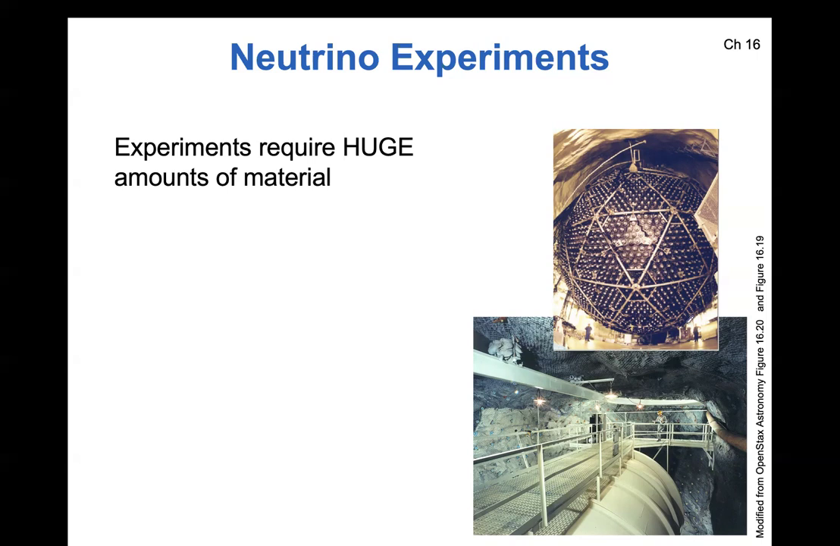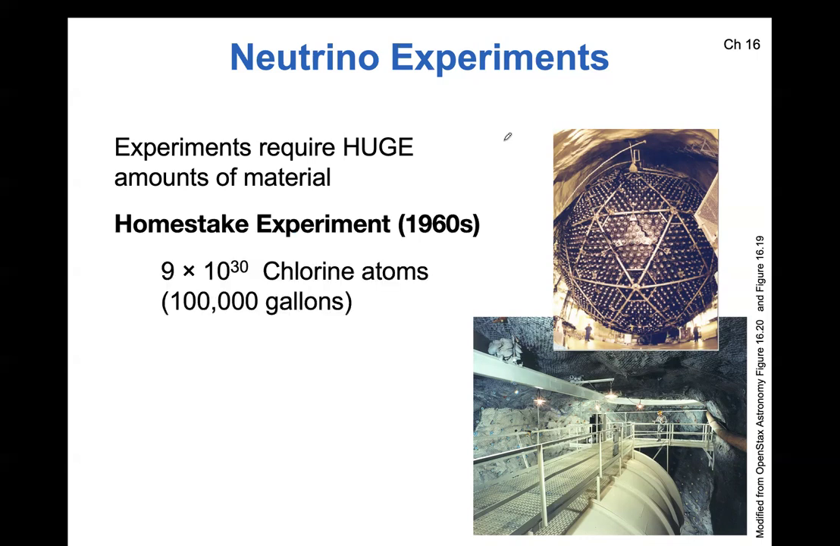And they do them underground, primarily miles underground in abandoned, decommissioned salt mines. There's a few of these neutrino experiments throughout the world, some in the United States, some in Japan, I'm sure elsewhere as well. Homestake experiments, 1960s. They had chlorine atoms, 100,000 gallons of chlorine.